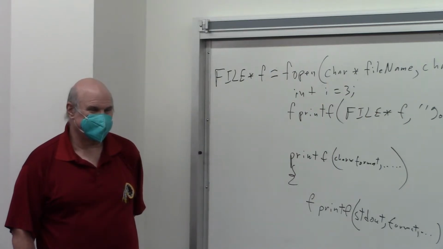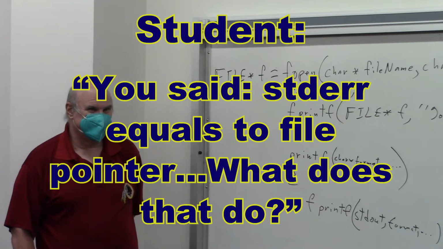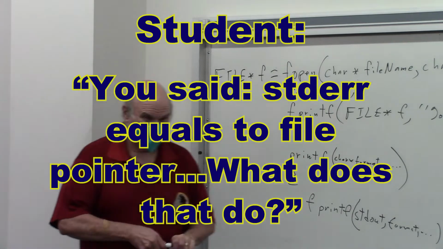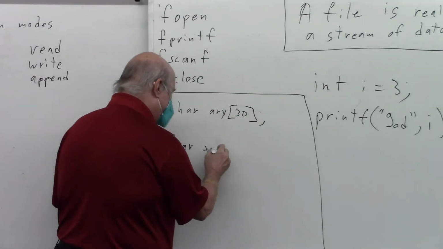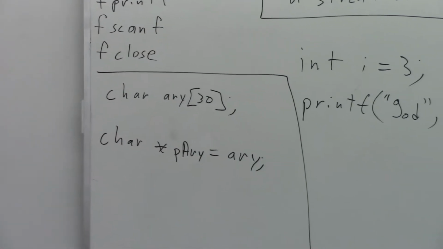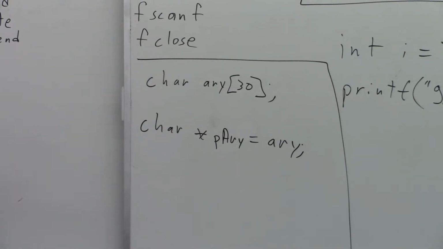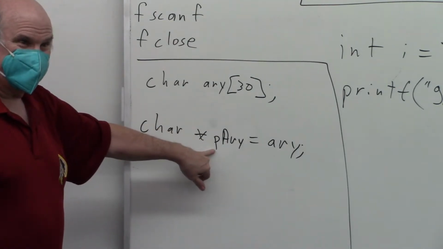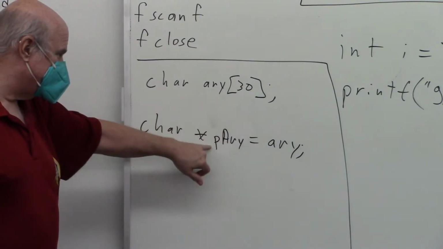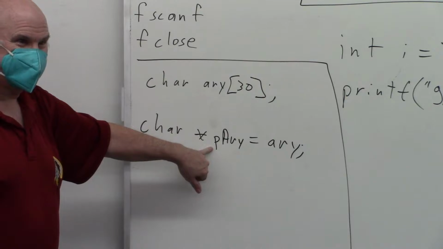Encode? Yeah. What do you mean? Because you said stderr equals file pointer. What does that do? Let's back up and just take a general case. If I do that, I have now taken this array and assigned a pointer to it. So I can actually use two different names to access the same thing.